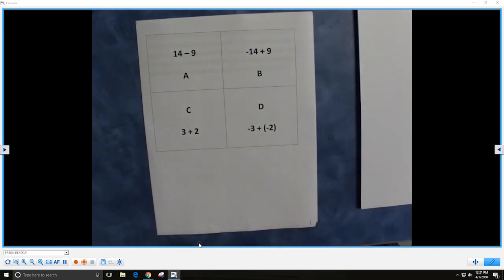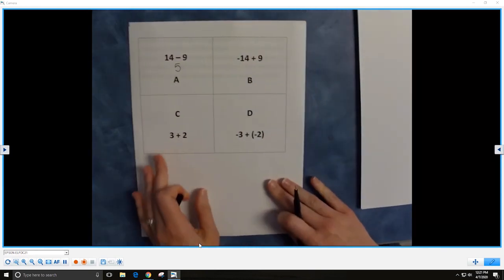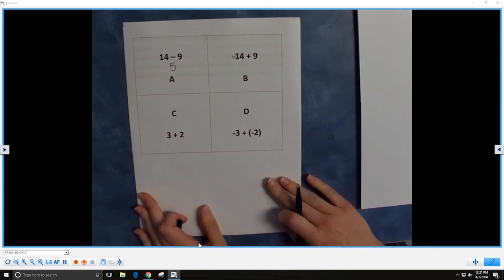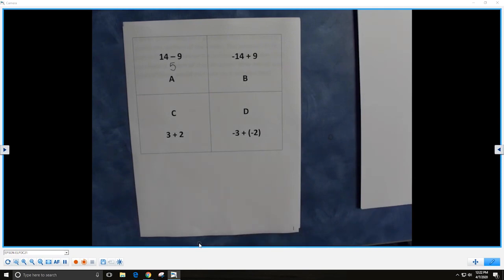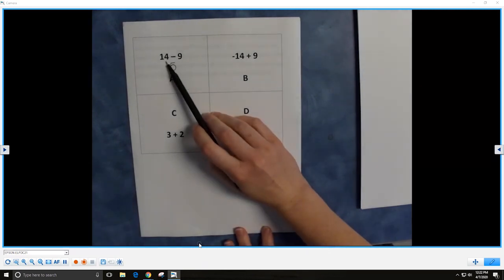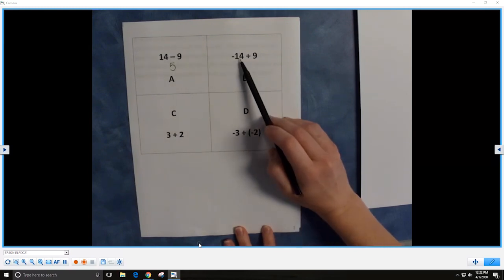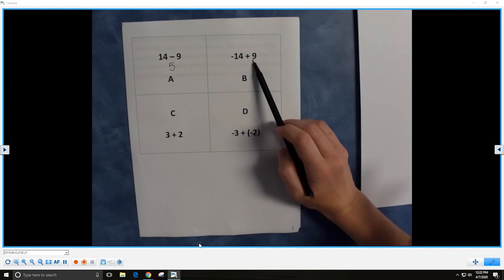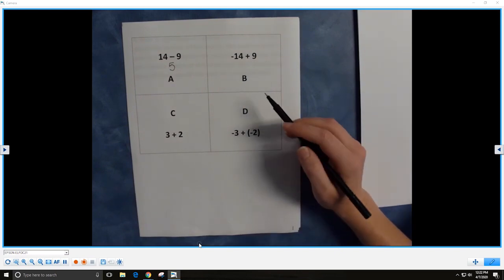That's right, it is 5. This one is pretty straightforward. 14 minus 9 is 5. Okay. Now I want you to simplify B, negative 14 plus 9. How is this different than expression A? Notice that in A, 14 was positive and we were subtracting 9. In B, 14 is negative and we are adding 9. So negative 14 plus 9 is negative 5.